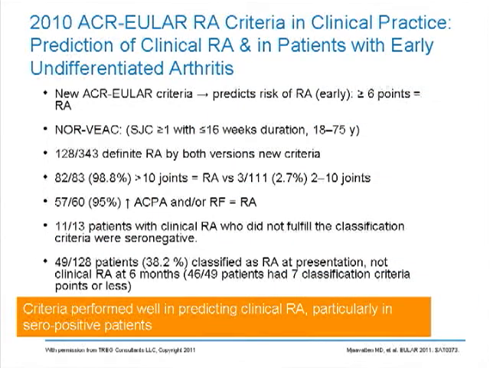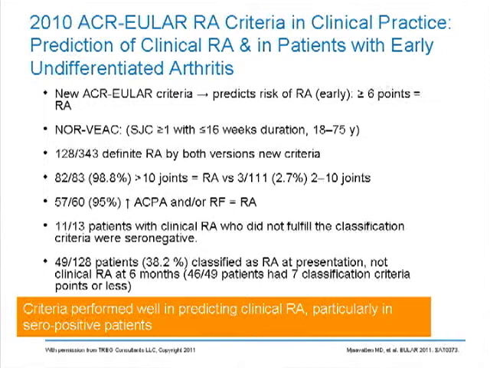With this in mind, there was a study done looking at the 2010 ACR EULAR RA criteria in clinical practice, with a prediction of clinical RA in patients with early undifferentiated arthritis, utilizing the criteria from the Norwegian Very Early Arthritis Clinic. These patients had at least 1 swollen joint with less than 16 weeks duration of disease, and the age was 18 to 75.